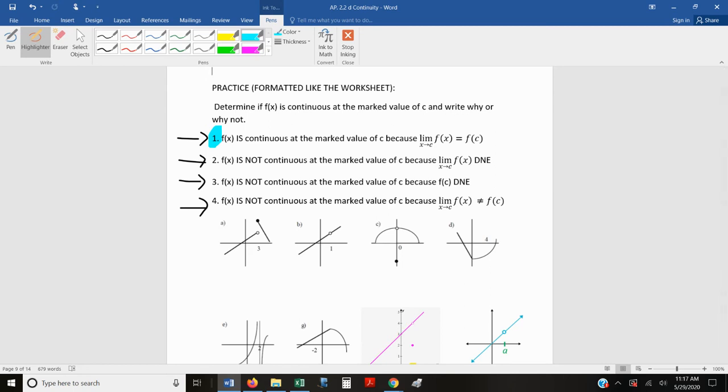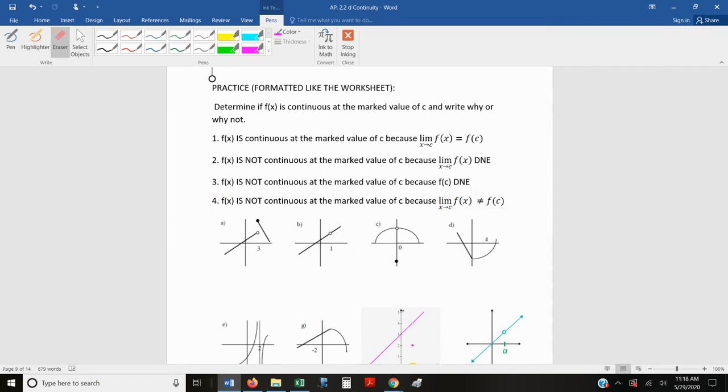The second one, there's not continuity because the limit doesn't exist. The next option, there's not continuity because there's not an output. The last one, there's not continuity because although we have a limit and we have an output, they're not equal to each other. So the only thing that's a little bit weird here is this marked value of C.